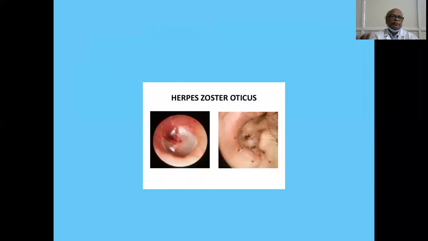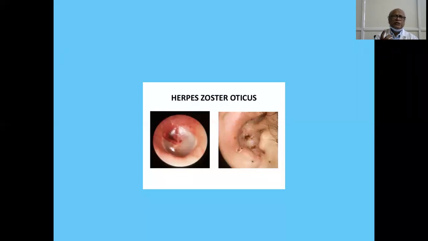It is characterized by vesicular lesions in the external canal, pain, sometimes vertigo, and there may be hearing loss. And if the lesion extends into the jugular bulb region, there may be multiple cranial palsies also.